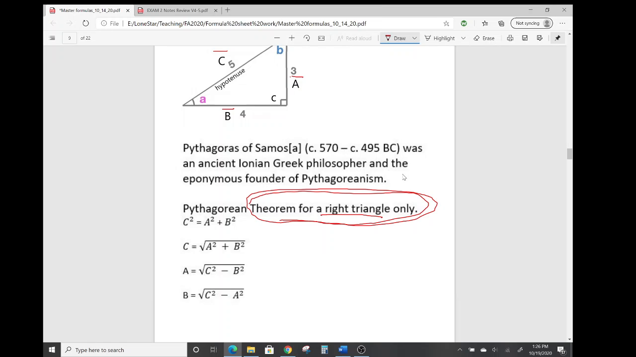Now, because I'm such a nice guy, I algebraically rearrange these for you so that if you know side A and side B and you want to solve for side C, here's your formula, assuming it's a right triangle. If you know side C and side B and you want to solve for side A using Pythagorean's theorem, here's the formula you use for that. If you know side C and side A and you want to solve for side B, this is the formula you would use for that. Okay? All right. Only for the right triangle.